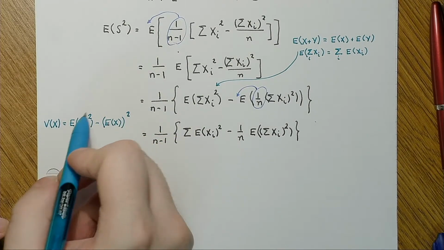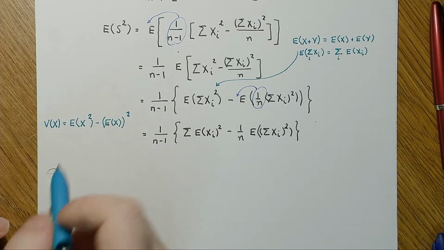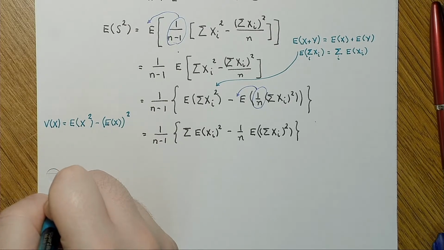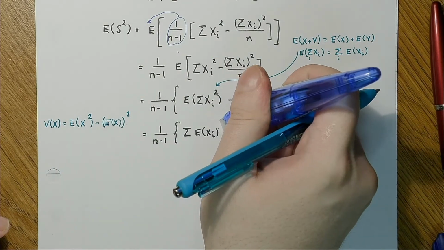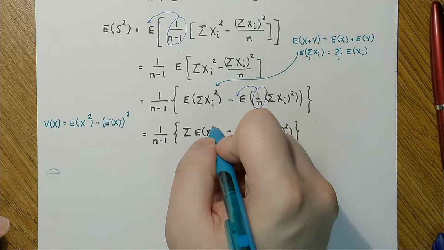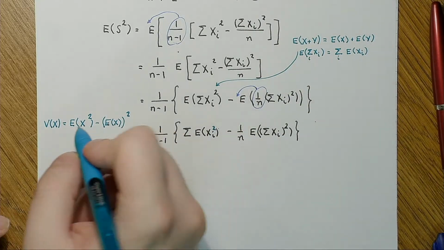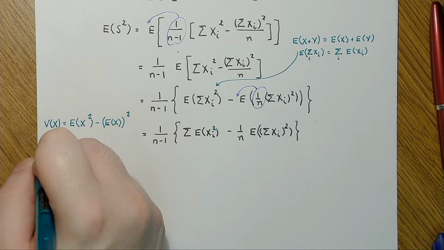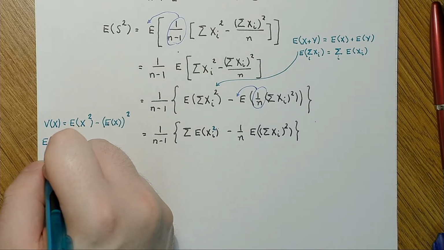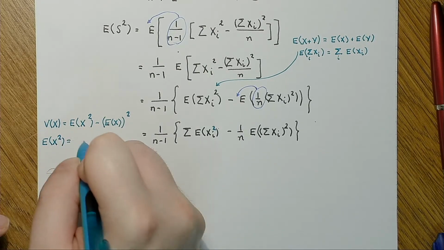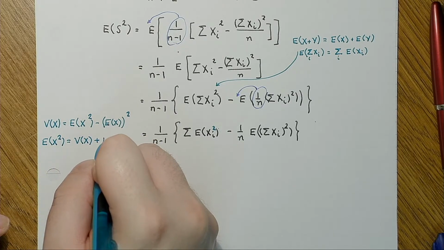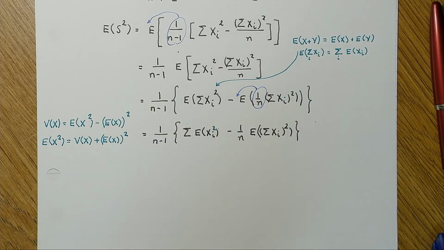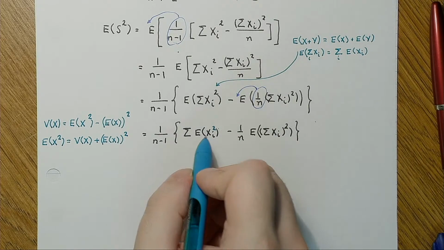Then the other thing I can do is rearrange this. I should be a little bit careful here. What I can do then is rearrange that so that I get the expectation of X squared is equal to V of X plus the expected value of X squared. So that's what I have right here.